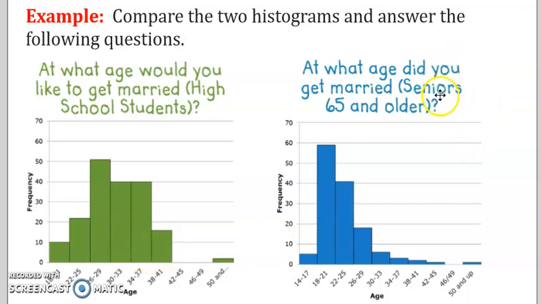Then they interviewed a group of senior citizens, not seniors in high school, senior citizens. And they said, what age did you actually get married? So this group over here, they're kind of projecting when they want to have this happen. This group, they're saying, when did it actually happen for us?